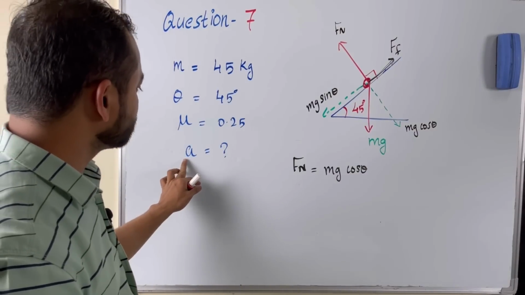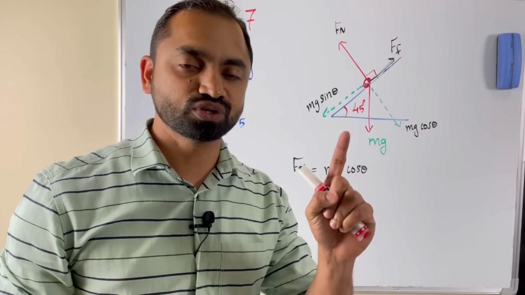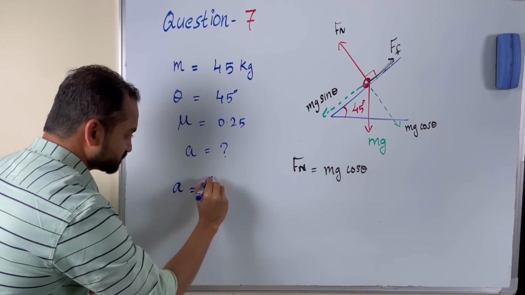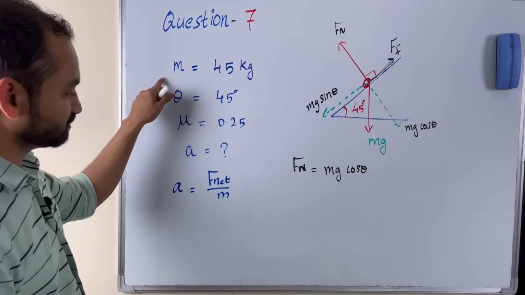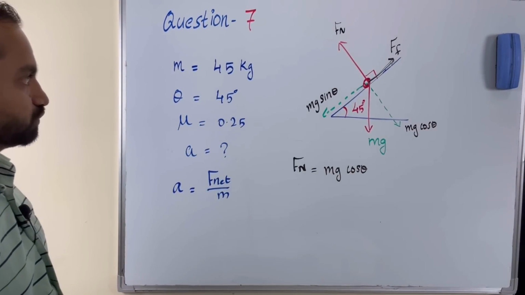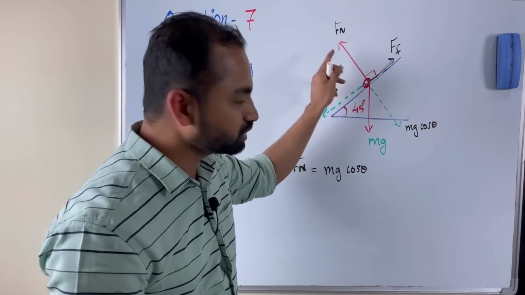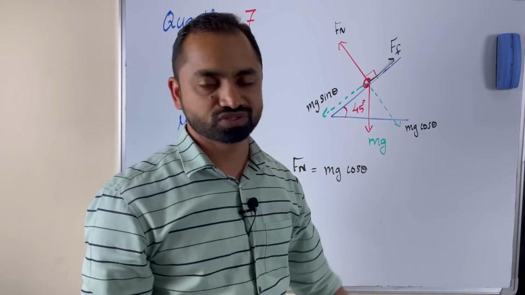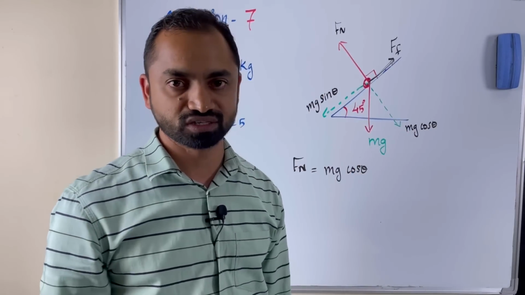So here we need to calculate the acceleration, right? To calculate acceleration, first you must calculate the net force. The basic equation to calculate acceleration is net force divided by mass of the object. Mass is given, but net force is not given. So we need to calculate net force. How to calculate net force? So here these two forces, you can see normal force and mg cos theta, they are equal and opposite, so they cancel each other. Normal force and mg cos theta, they balance each other. Why? They are equal in magnitude and opposite in direction, so they balance each other.